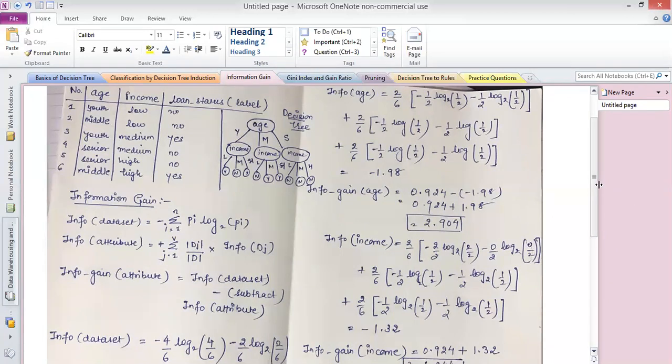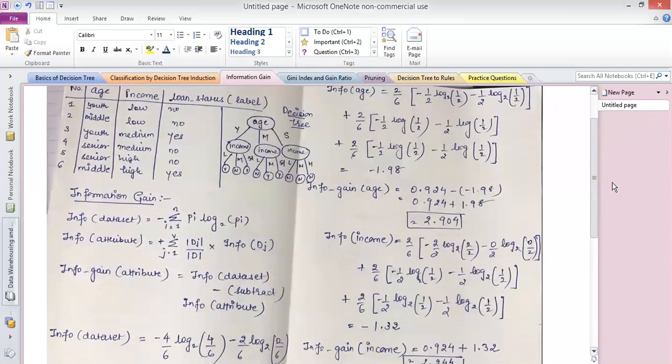All right. So after information gain, we are moving to the next index.